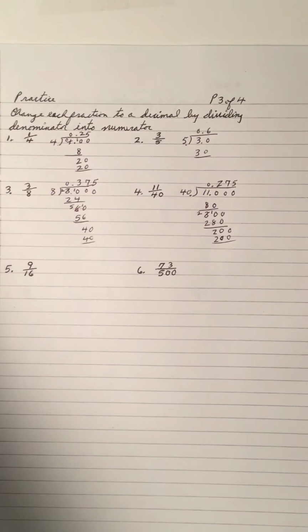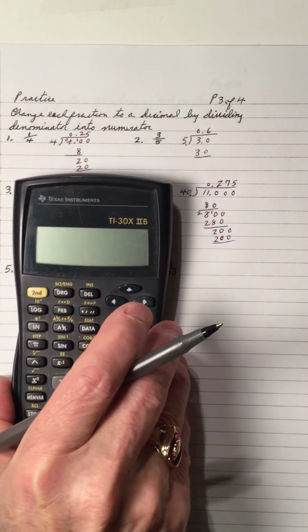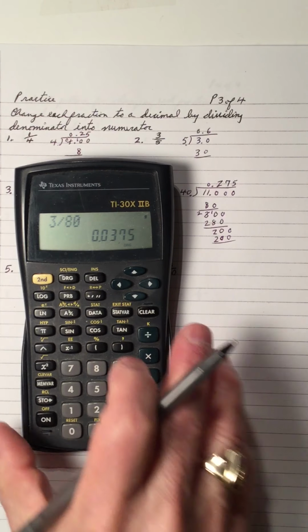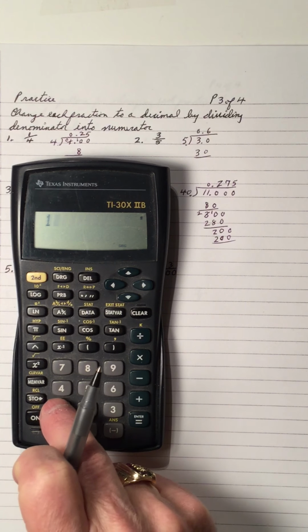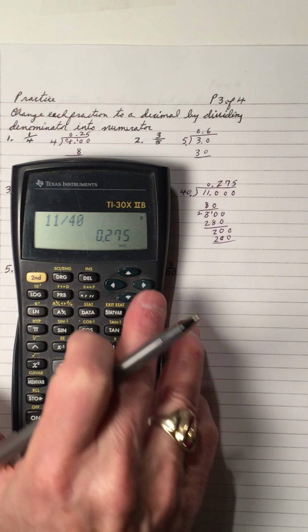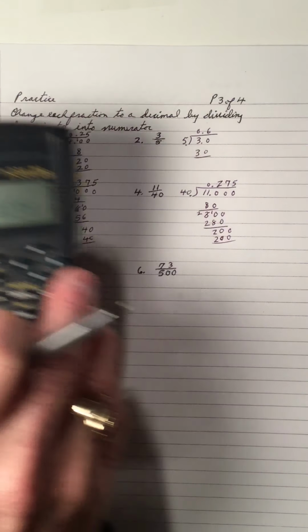So 11 over 40. Let's try 11 over 40 with our calculator. 11 divided by 40. Turn on our calculator, clear it. 11 divided by 40. And we get 0.275. Just verifying.